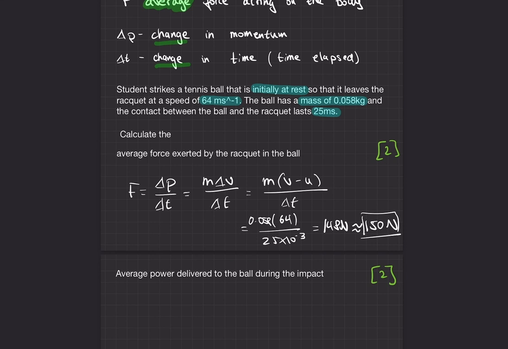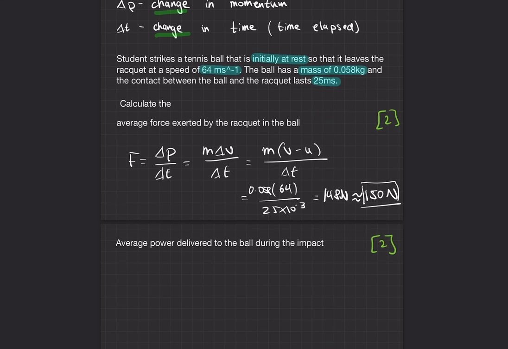And these are both 2 marks, so they're not loads, but these are pretty easy marks because we know everything. We don't have to think really hard. We just need to know which formula to apply. So, average power delivered to the ball during the impact. What I want you to think about is, what is power? I didn't write this down just because this is not exactly about impulse, but I think it's so useful to do. Power is work divided by time.